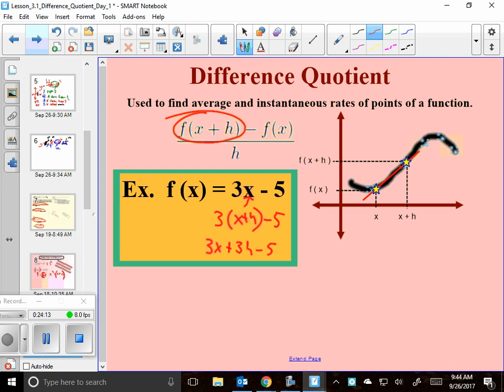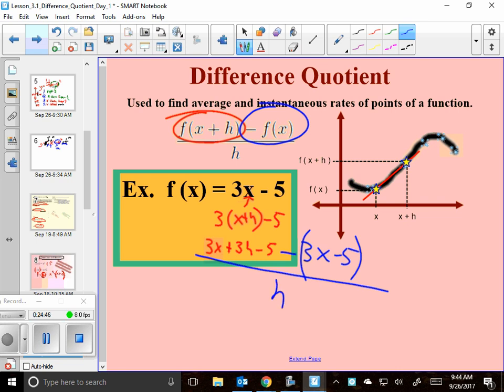Now I got to find minus f of x. Here's the mistake people make. Minus, and then they just drop in 3x minus 5. What's missing again? Parentheses. There. That's subtracting f of x properly with the parentheses there. And then it's a difference quotient, so I got to divide by, and what do I divide by? Just h.